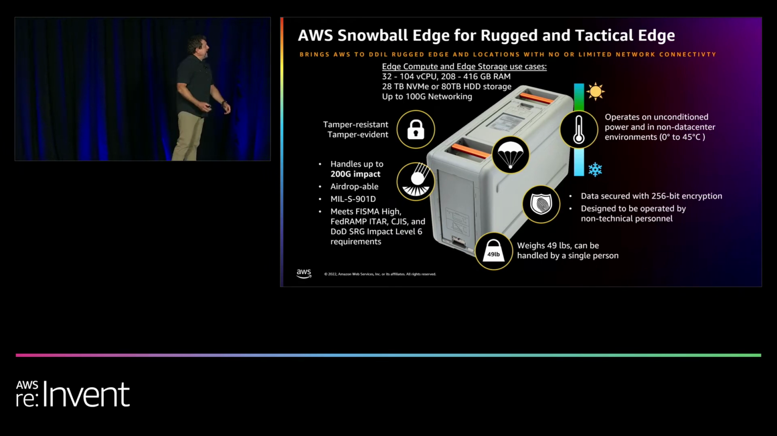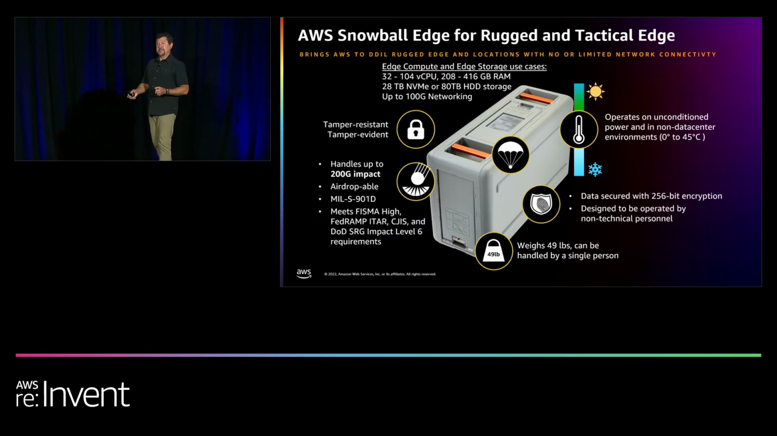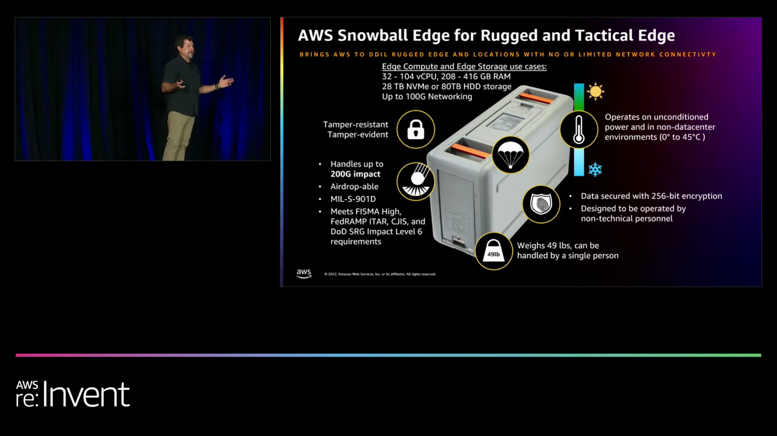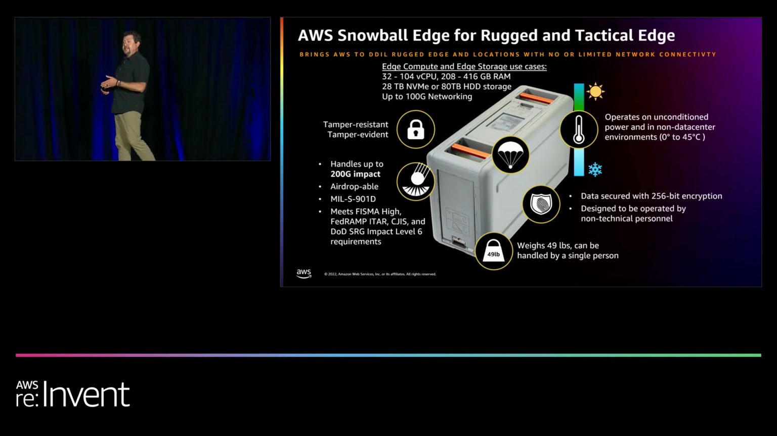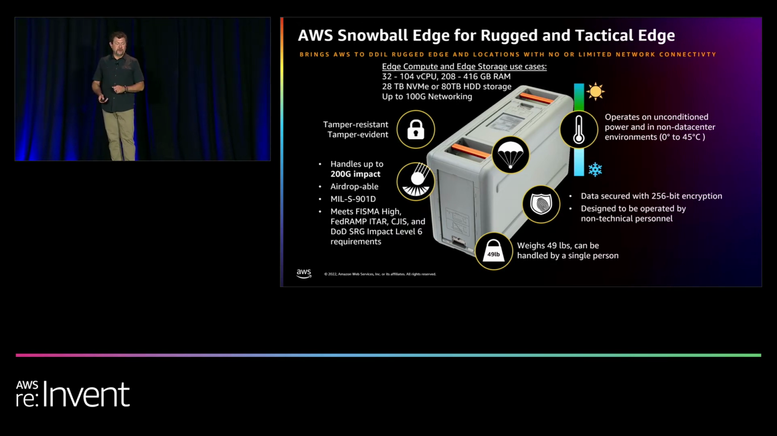And while the device absolutely can be used in the data center, and is often used there for these large-scale data migrations, it's designed to operate on unconditioned power, right? So this thing does not need to be in a data center. It's designed to operate on its own in any sort of austere location that you might bring it. And in those non-data center environments, we can withstand freezing, 0 degrees Celsius up to 45 degrees Celsius, without any additional enclosure needed, just running on its own. And as I mentioned before, all data that's written to the device is always secured with 256-bit encryption.